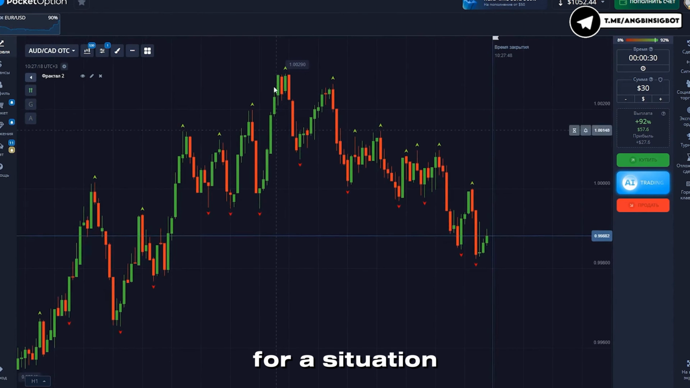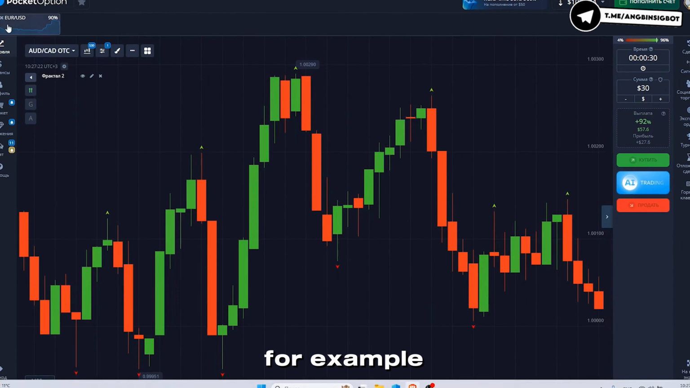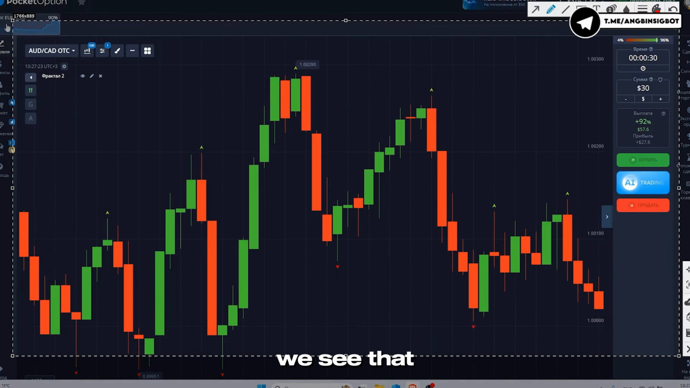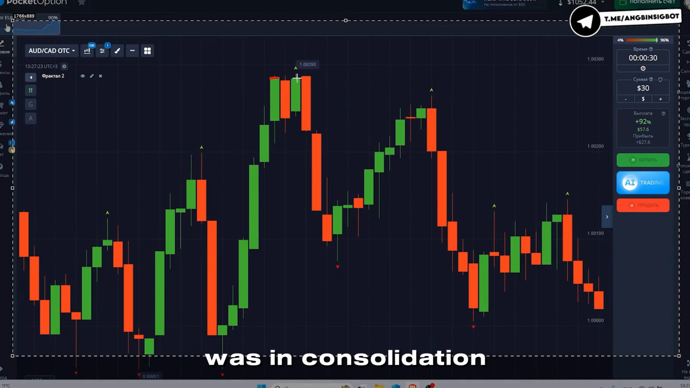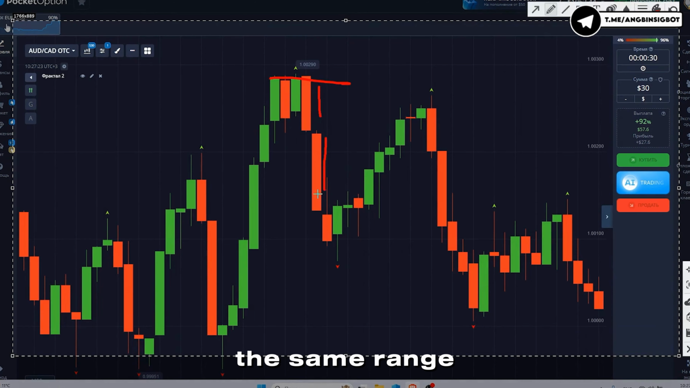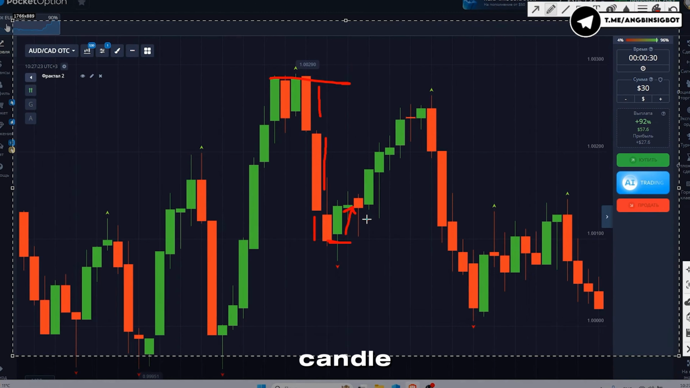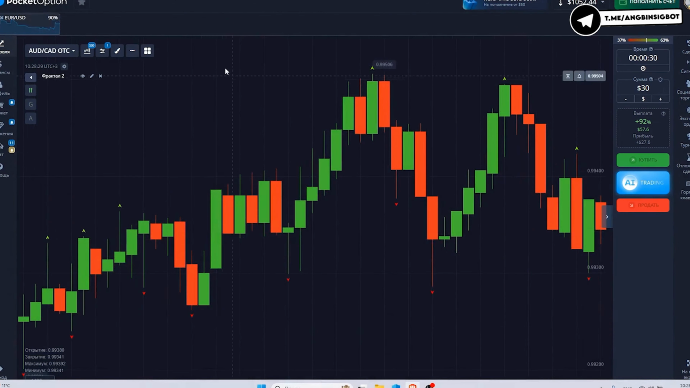Let me look for a situation on the chart where I can demonstrate the principle of operation. For example, here in this place, we see that the chart was in consolidation. That is, it moved up and down within the same range. Then there were 3 large candles down. And if we had opened a trade at the beginning of the opposite candle, we would have closed in profit.